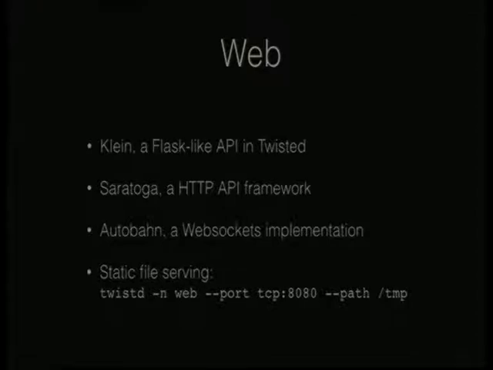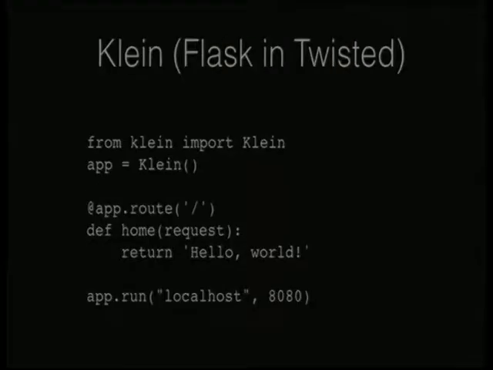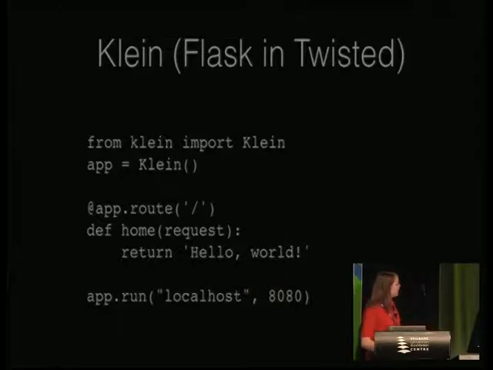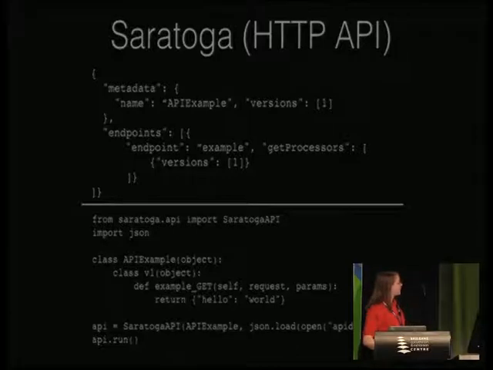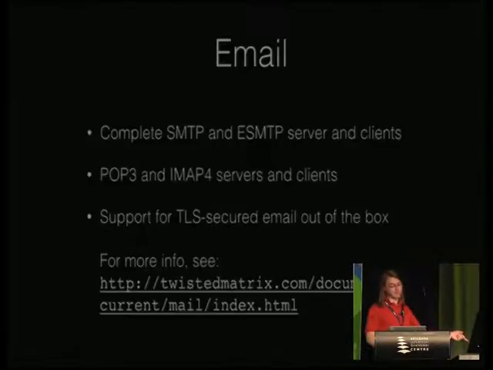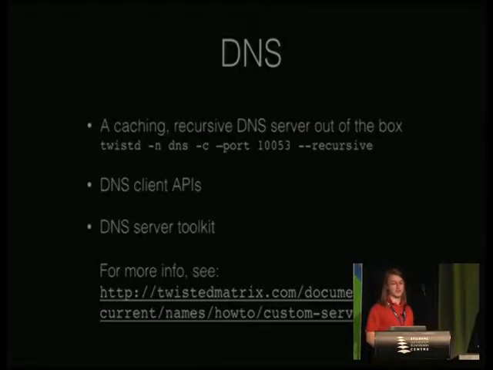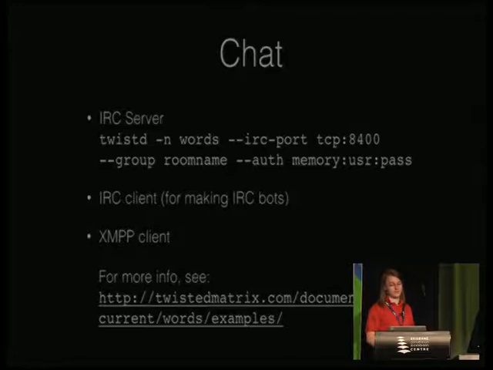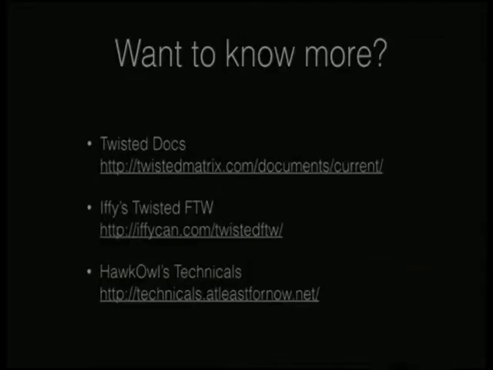You can also do static file serving really easily. This is a short code example of how that works, really simple. Here's my Saratoga HTTP API, so that gives you a complete versioned API with input and output checking. Has email implementations, DNS implementations, implementations for chat, and a whole bunch of other things.